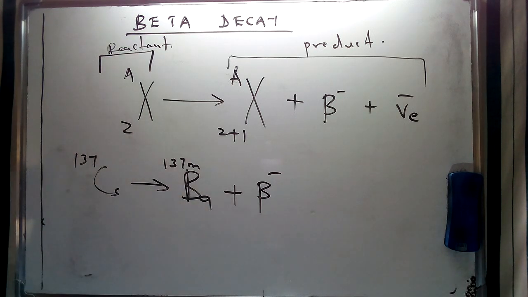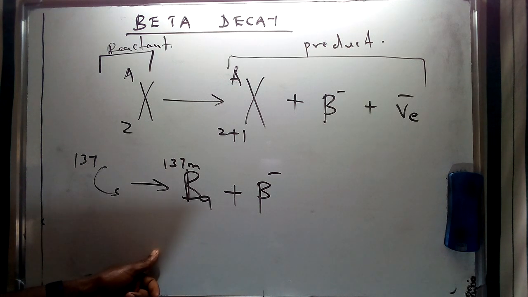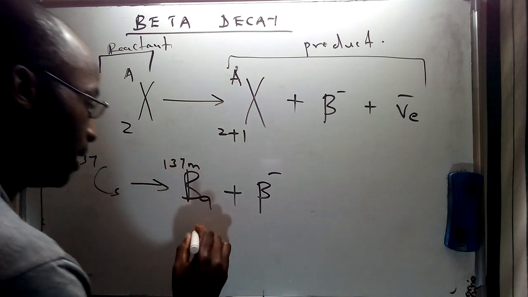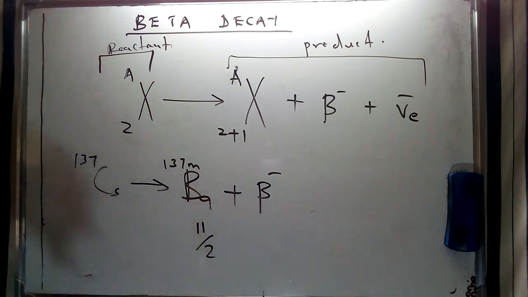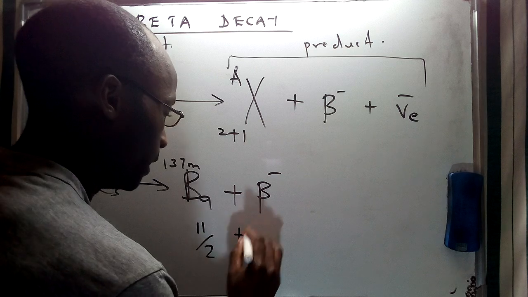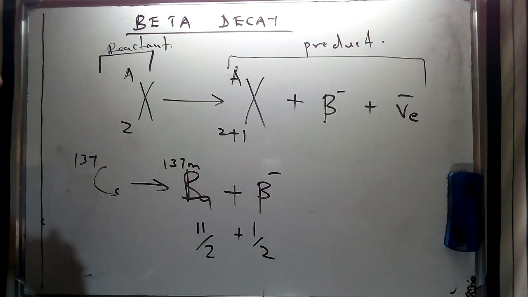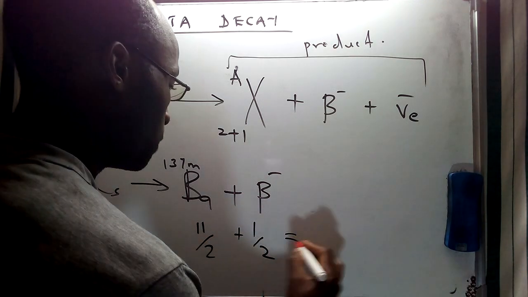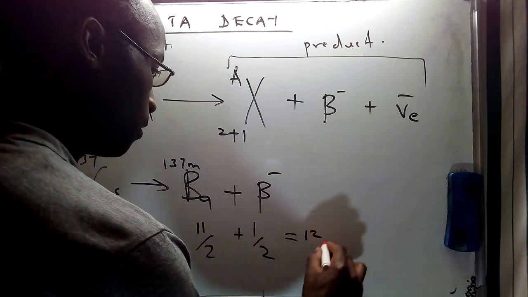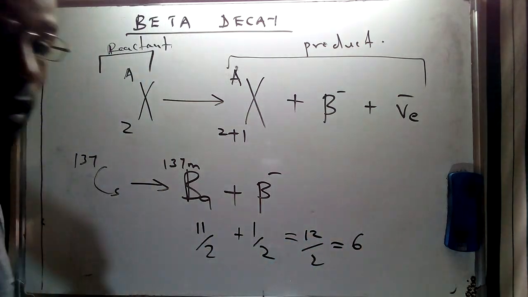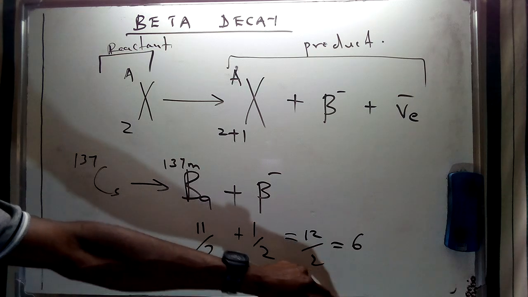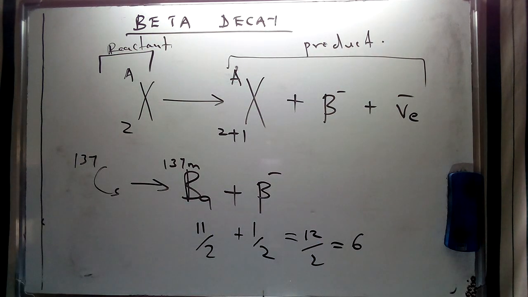isotope product and the beta decay are going to be given in terms of values, whereby we are going to have the spin of this specific barium 137 being illustrated as 11/2. And also we're going to have the spin for the electron, which is a beta product, given as half. So the total spin for the product is going to be 12/2, which basically is an integral number, which is 6. So this is going to be the spin of the product.